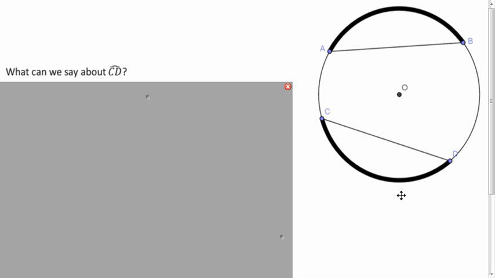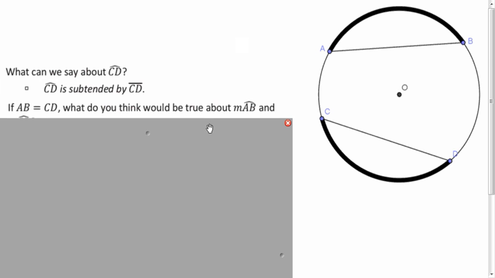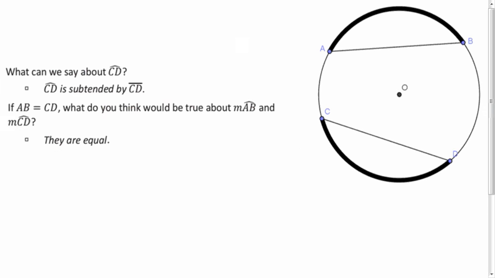So what's special about how arc CD is related to chord CD? Well, we can say that the arc is subtended by that chord. And if we know that the chords have the same measure, what can we say about the arc measurements? Well, hopefully we can say those measures are the same as well. And that is true, and we're going to prove that right now.